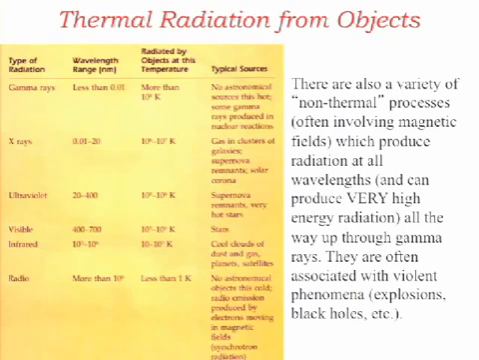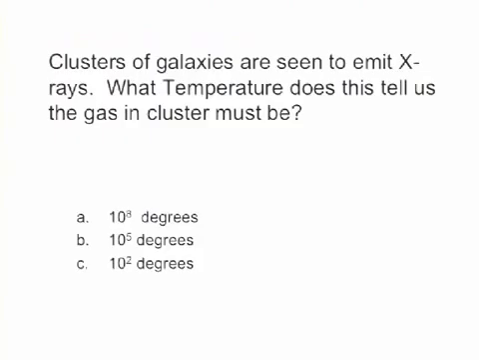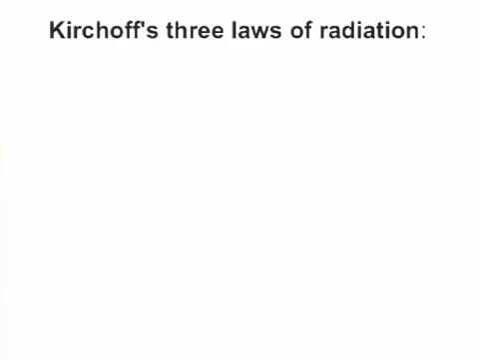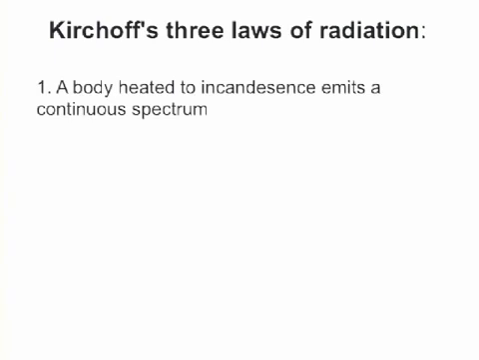Okay. All right, now, it turns out that this can all be grouped into three laws of radiation, known as Kirchhoff's three laws. First, a body heated to incandescence emits a continuous spectrum. Black body radiation is such an object. A filament in a light bulb is an object like that. You are an object like that.